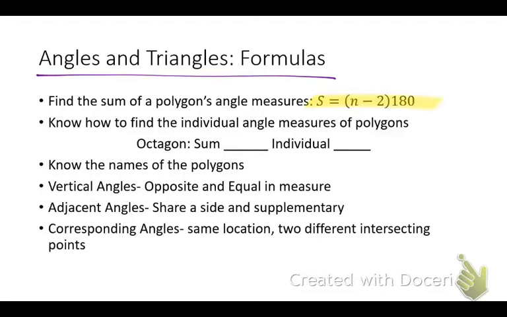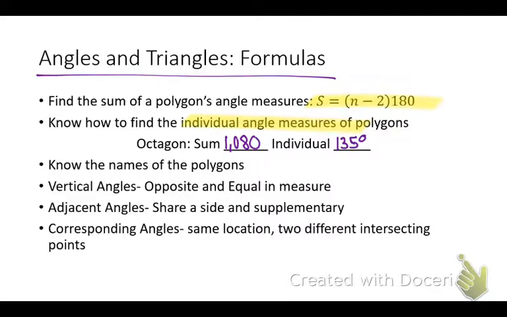Now you also need to know how to find the individual angle measure. So on your exam, I'm going to ask you, what is the individual angle measure of a fill in the blank polygon? Okay, so let's talk about an octagon. Does anybody know the sum of all the angles of an octagon? It is 1,080. Okay, so if the sum is 1,080, how could I find 1? Rome, stand up in the back for me, please. Okay, divide by 8. So 1,080 divided by 8 is 135 degrees.